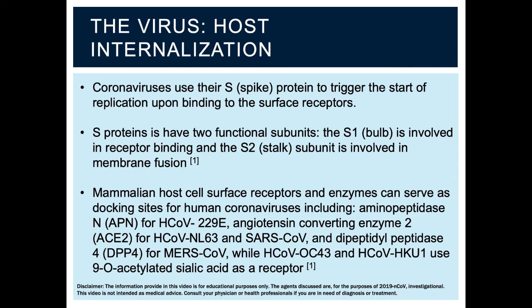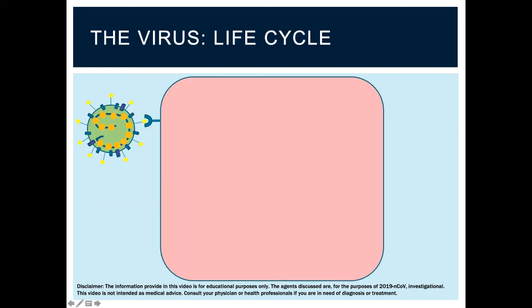There are a number of mammalian host cell surface receptors and enzymes that serve as docking sites for human coronavirus. Some of those are shown here. For example, aminopeptidase N, angiotensin-converting enzyme 2, dipeptidyl peptidase 4, and sialic acid, among others. So let's take a minute to look at the replication or life cycle of the human coronavirus. What we see here is the coronavirus binding to a receptor on the cell surface.